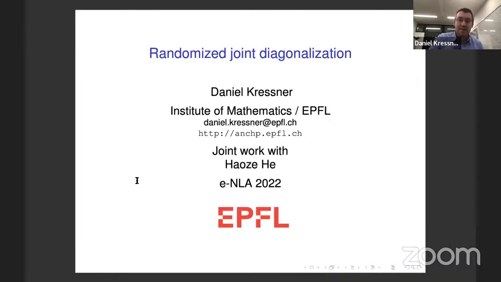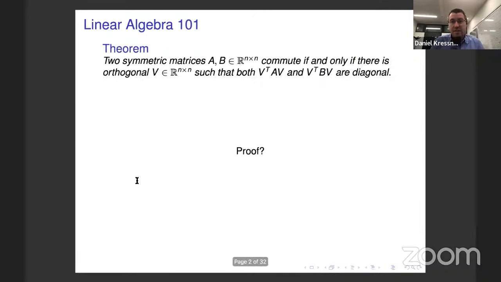Okay, thank you, Alex, for the very nice introduction. And I thank the committee for giving me the opportunity to talk in the seminar series, which was recently termed the best thing that happened due to COVID, recently in SIAM News, I believe. So I'm going to talk about randomized joint diagonalization, and this is joint work with my collaborator Haoze He at EPFL. And let's get straight into it.